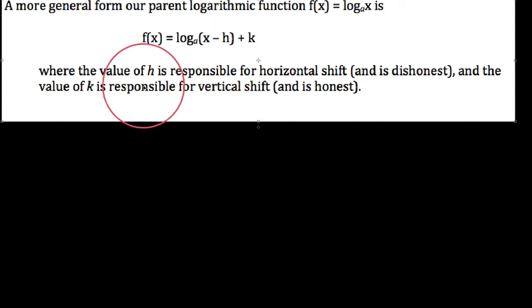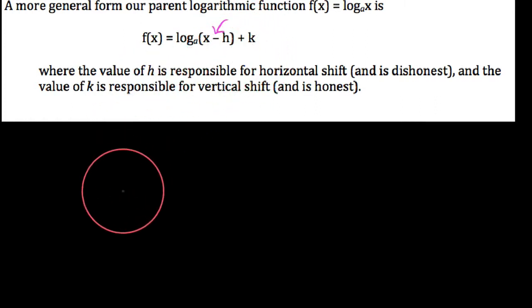But we say, just like with many other functions, h here is always involved in parentheses with x. If there's no h apparent, we'll just say it's 0. But basically, h is responsible for horizontal shift and is dishonest. I say, not that it's so much dishonest as the fact that it has a negative inside here. So if it says minus 3, it actually shifts 3 to the right. If it says plus 4, it actually shifts 4 to the left. So it's not dishonest, it just has a negative in there. And also k is responsible for vertical shift and is honest.